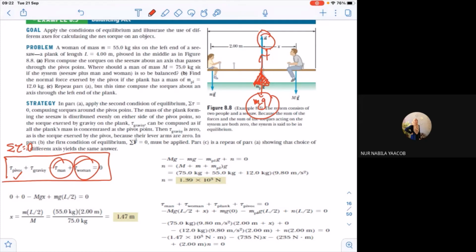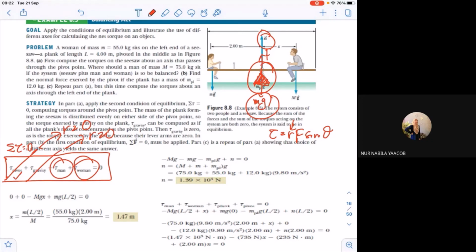Okay, so let's say we take the point of the pivot in the middle as the axis of rotation. Remember, torque is equivalent to RF sine theta. That means R is the lever arm, or the distance between the force and the center of rotation. If we take this one as the center of rotation, it will eliminate the torque of the pivot and also the torque of the gravity. Why? Because R is 0. So that's why it becomes 0.